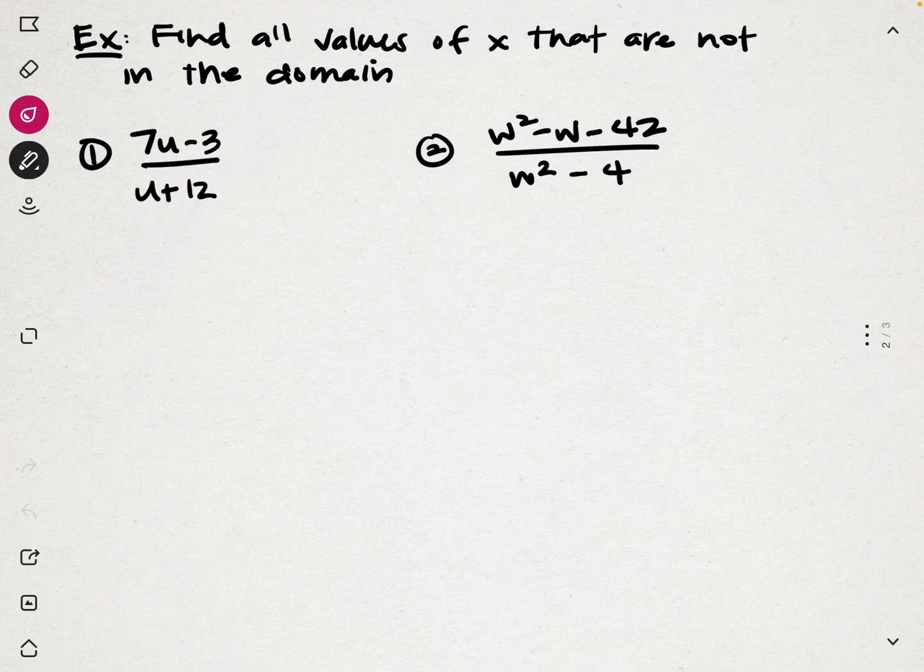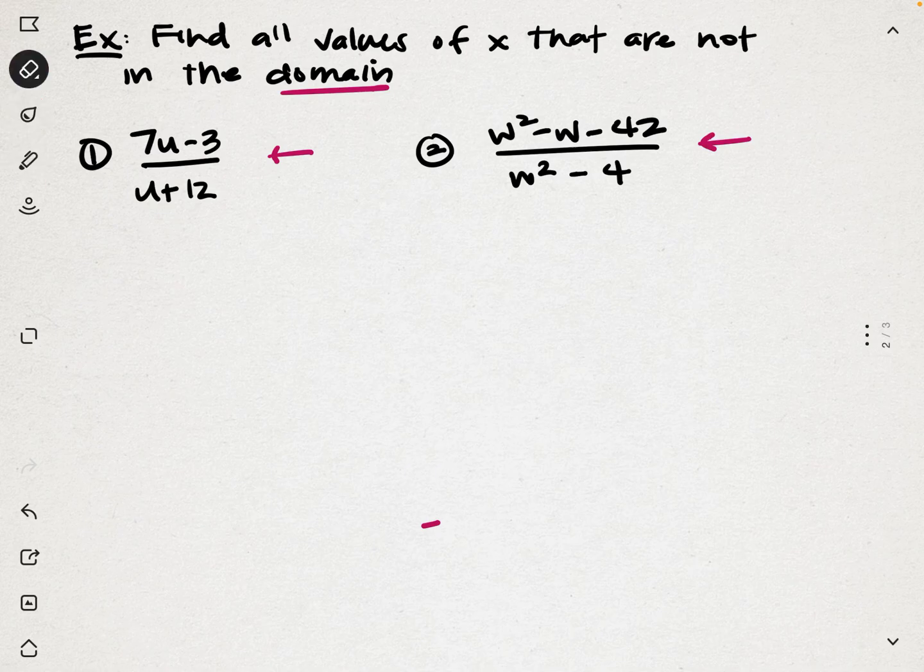Okay, so we have 3 examples today, or maybe 4, we'll see. It says find all values of x that are not in the domain. So anytime we're looking at rational functions like we have here, where we have a variable in the denominator, we need to figure out for what values of that variable the denominator is going to be 0. So we're just focusing on the denominator.